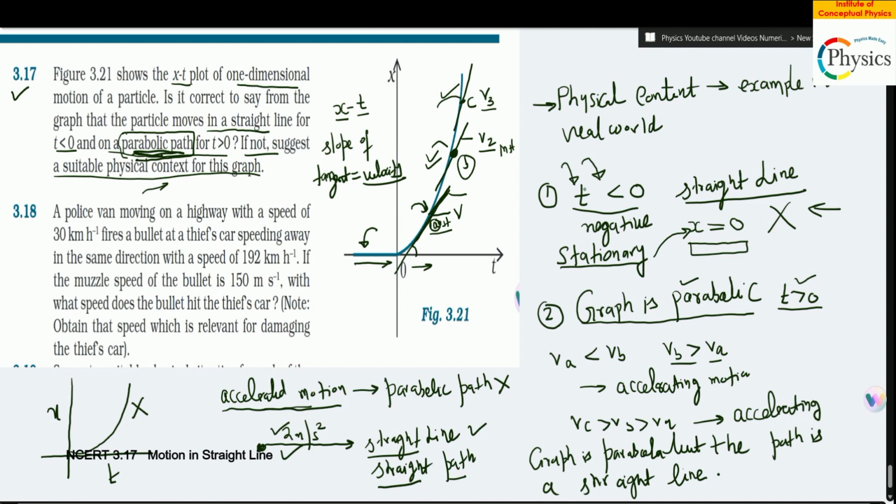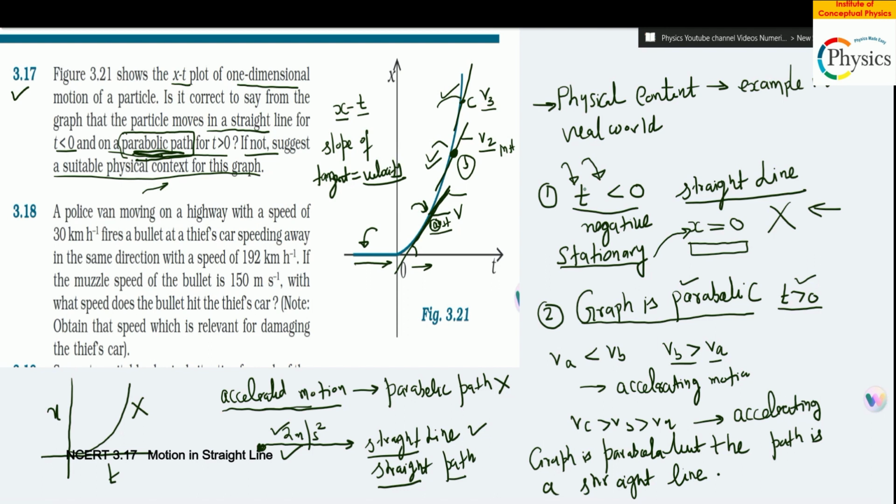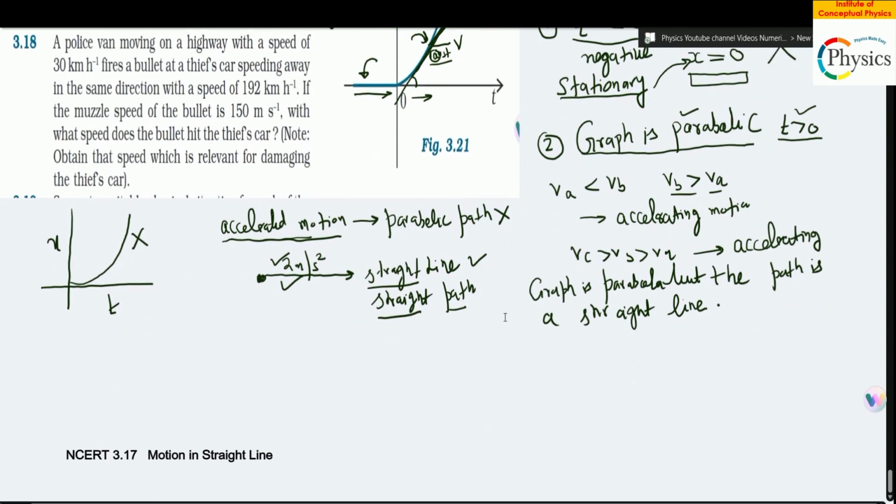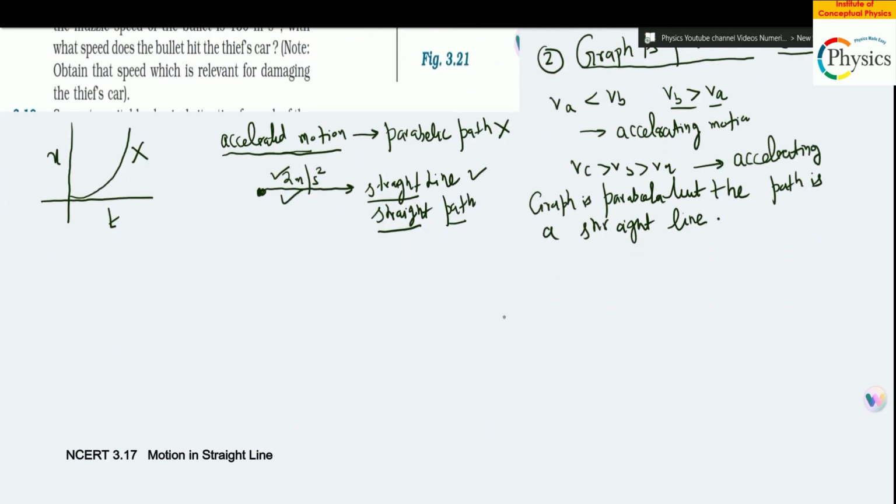A lot of students get confused with this graph. Go through my video and understand the position time graph. I have given a lot of questions on the position time graph. You can see the playlist, search position time graph, search for velocity time graph, and then search for acceleration time graph. Okay, so graphs can be of any shape, but the path of the body is different, so you must be able to distinguish between the two.